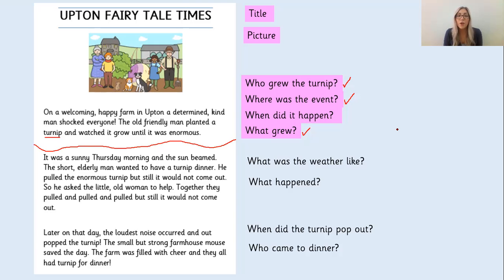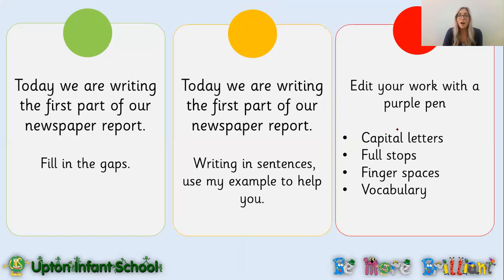Okay, so we are just going to look at the first part today. So the tasks are, the green task is today you are going to have a little look at writing the first part. And I have given you an example and I would like you to fill in the gaps. Okay, so I will show you that in a second. My amber challenge, you are going to be writing the first part of your report as well, but you are going to have a go at writing it in sentences, and you can use my example to help you.